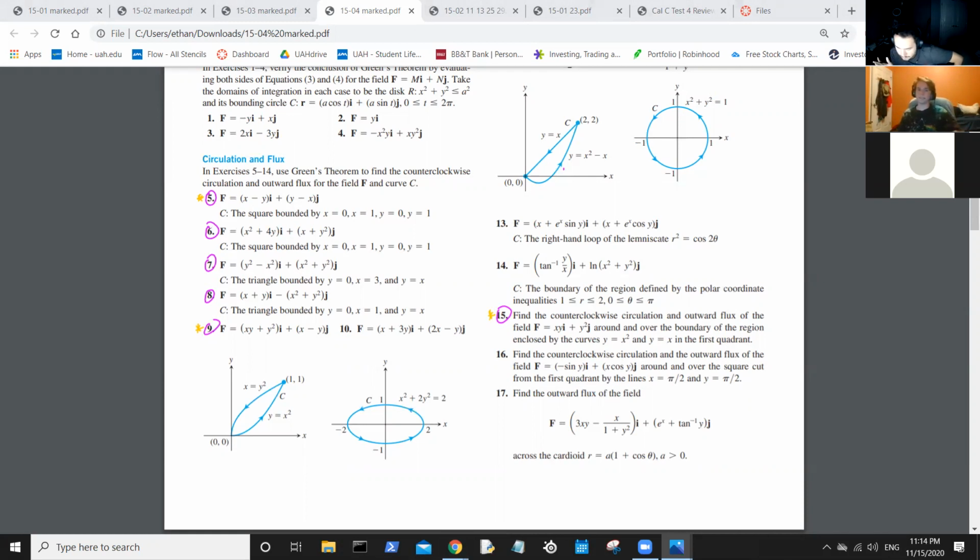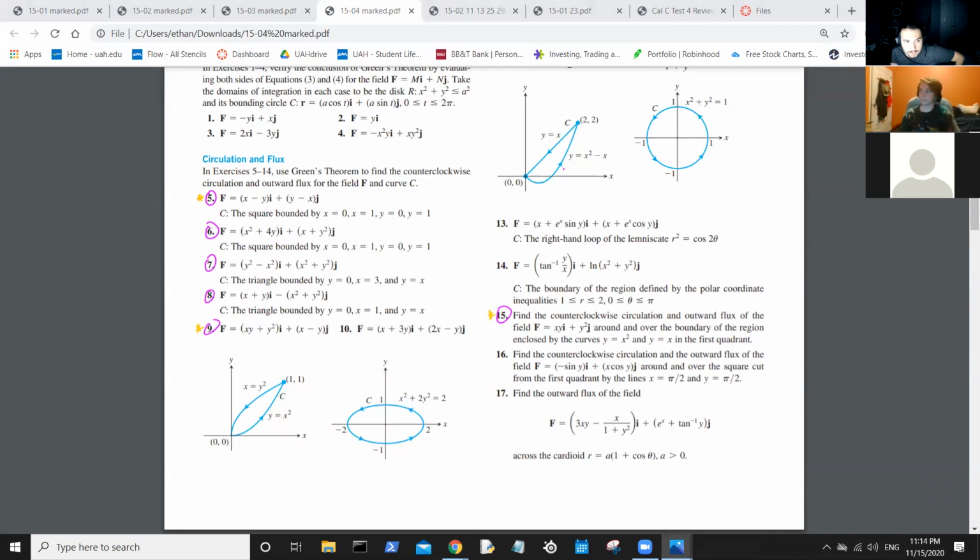Yeah. Okay. So in practice, let's look at 5 with the square. In practice, do we use both of these or one of these? It says use Green's theorem to find the counterclockwise circulation and outward flux. So you need to find the circulation and the flux. You use them separately. It's two problems basically. It's a part A, part B. Okay. Circulation is the first one, and outward flux is the second one.